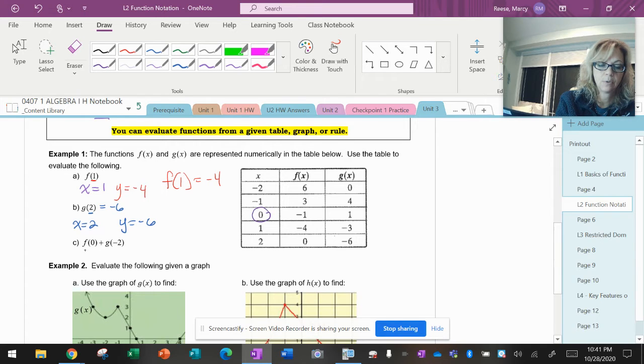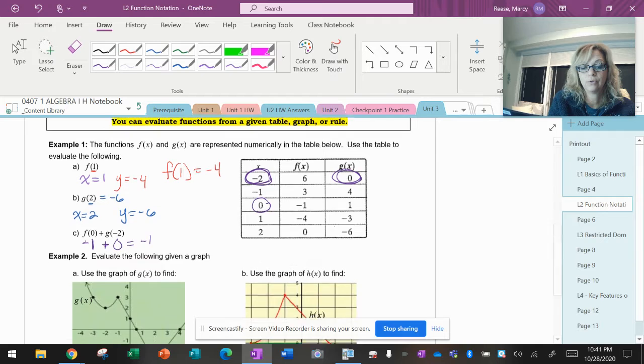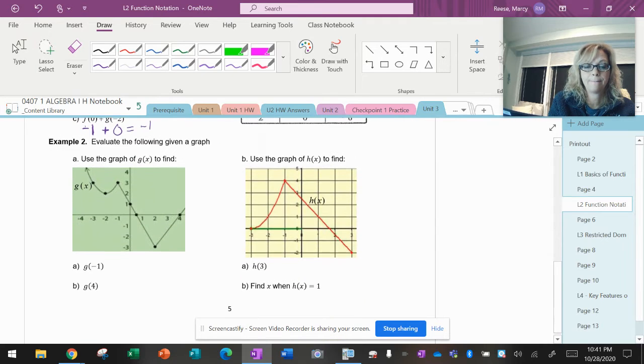So this is equal to -1 plus, okay, g of -2. Well, that means when x is negative 2, I go to the g function and I get 0. And negative 1 plus 0 is negative 1. That's all. That's all they're talking about. So it looks fancy, but it's nothing big.